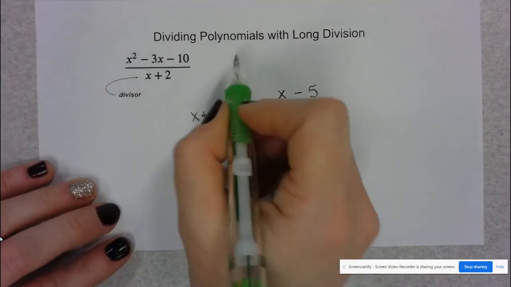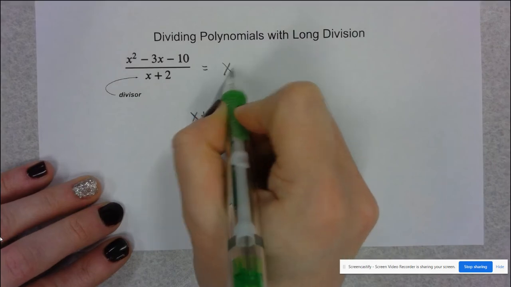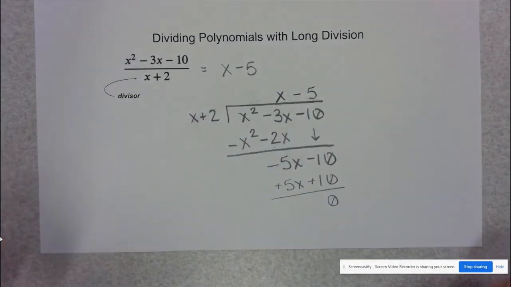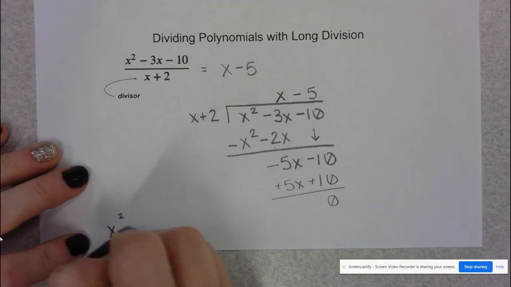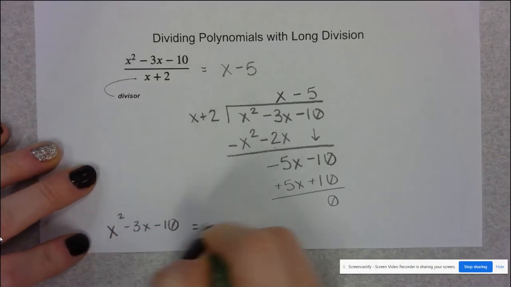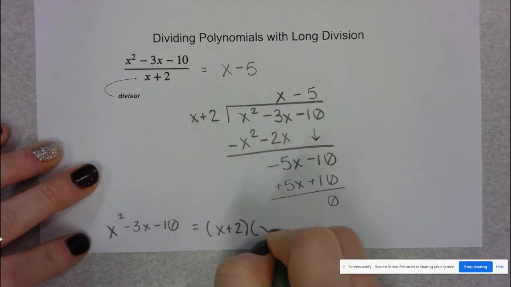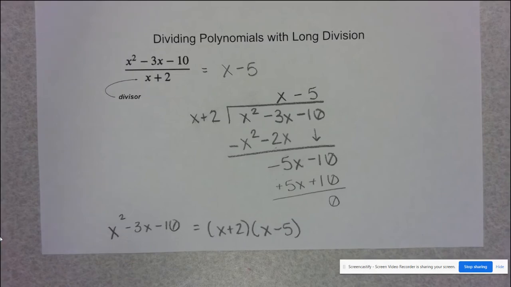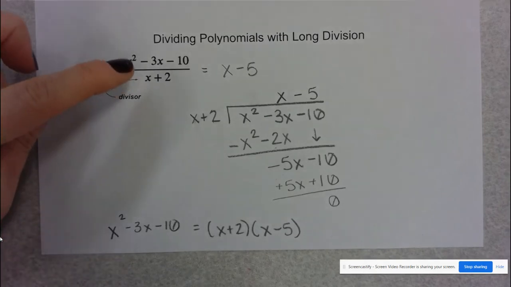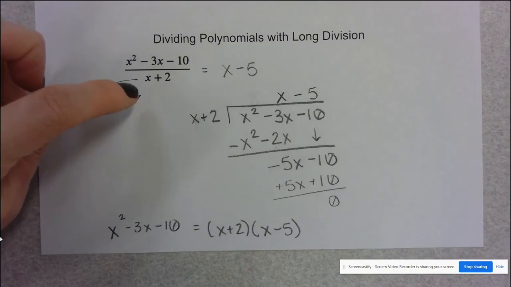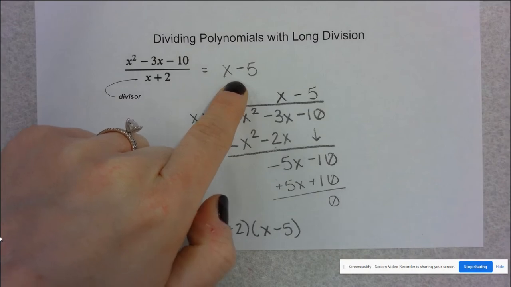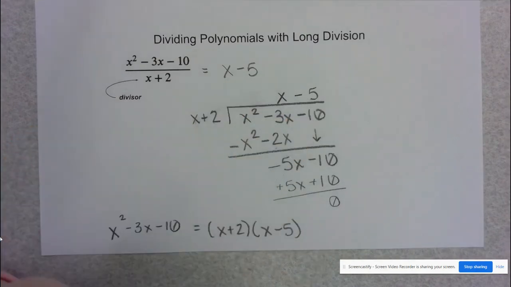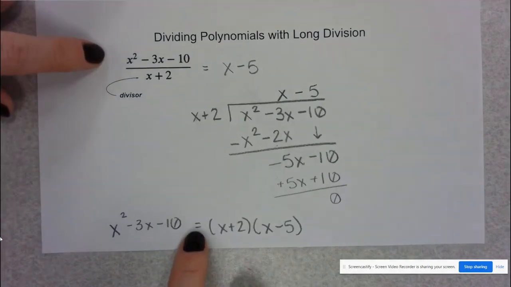So there's a couple ways that we could write our answer. You might see it like this. You could also rewrite this in its factored form. So you could write that x squared minus 3x minus 10 is x plus 2 times x minus 5. But typically, if you see this as your question, your answer would just be written as the one factor that's your answer when you divide. But know that these two things are equivalent statements.